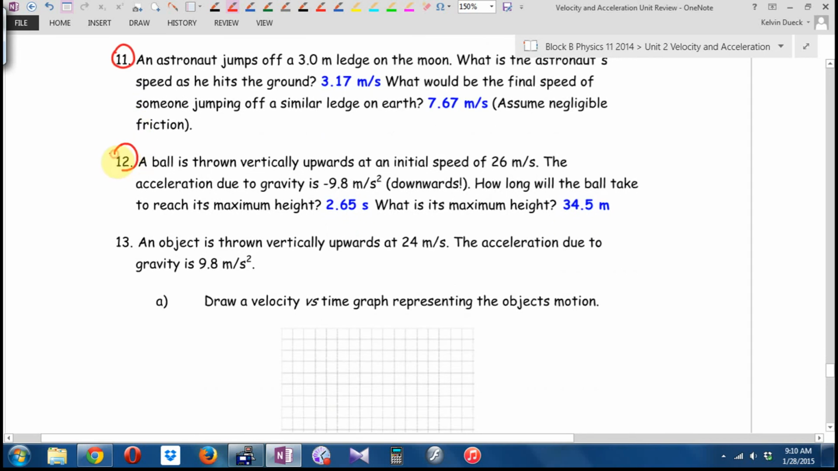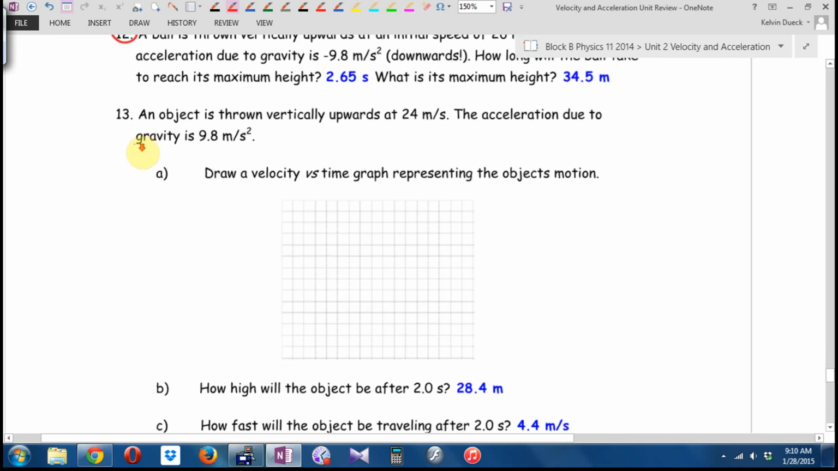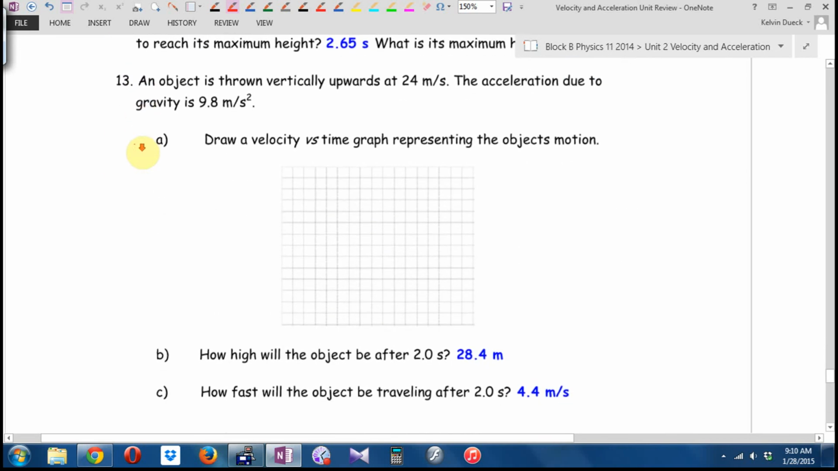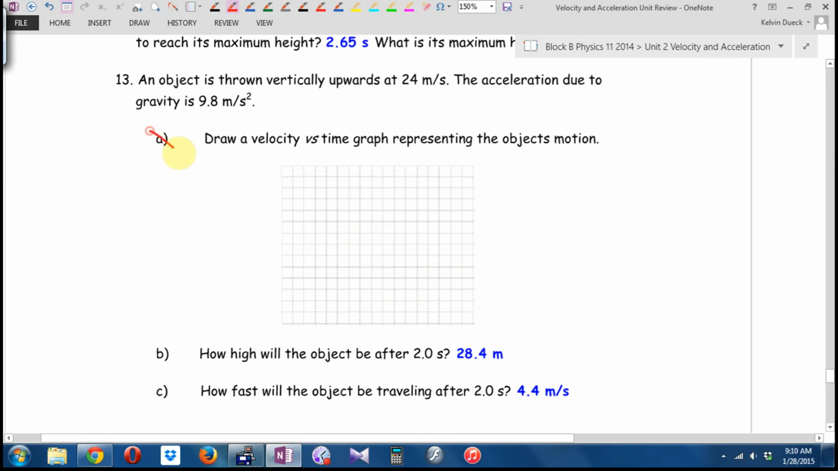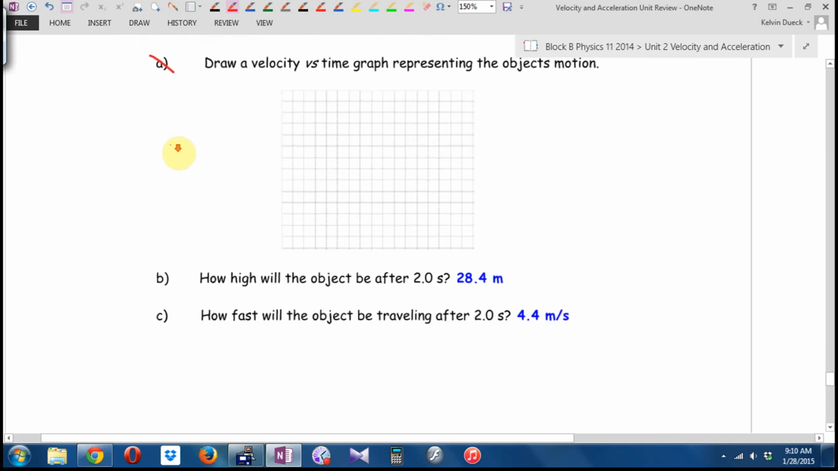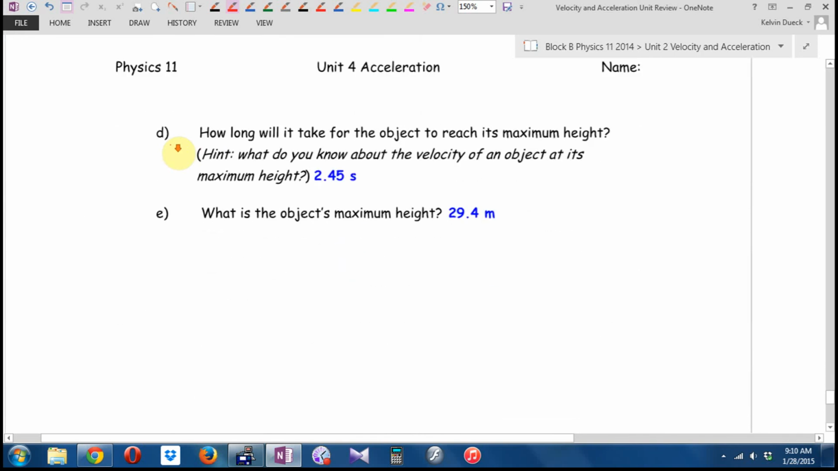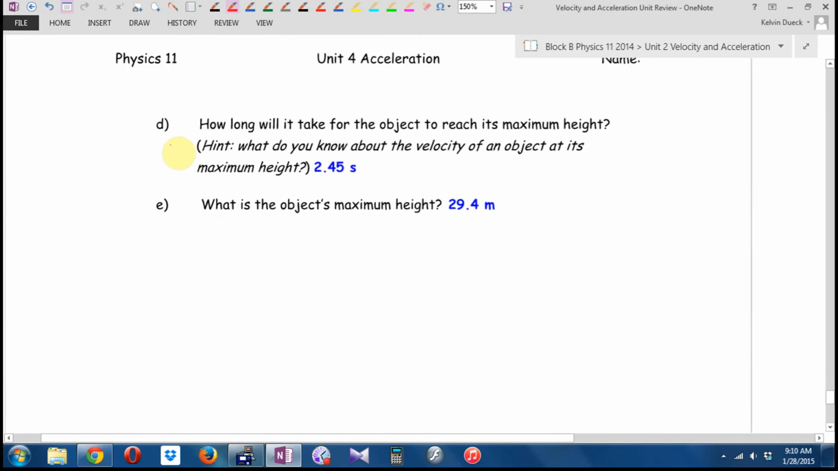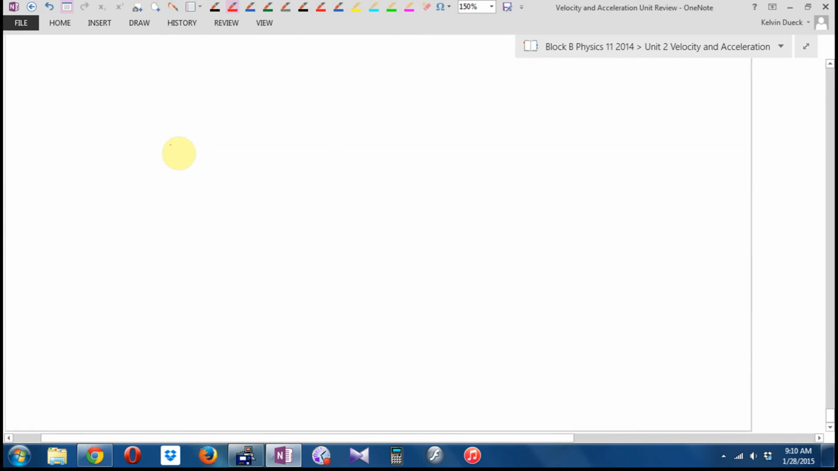Ooh, I like number 12. You can cross out 13A, but certainly 13B is fair game. Free fall. 13C is fair game. 13D is fair game, and 13E is fair game.